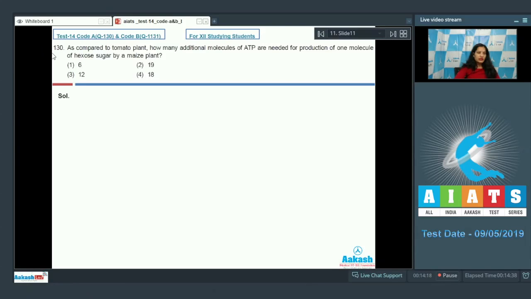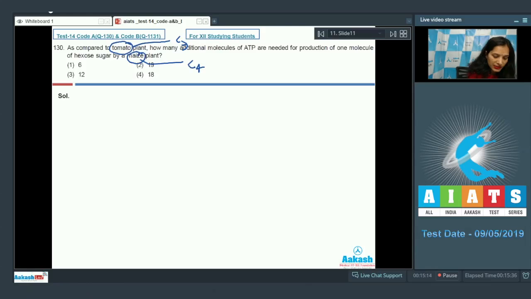Question number 130. As compared to tomato plant, how many additional molecules of ATP are needed for production of 1 molecule of hexose sugar by a maize plant? First option 6, second 19, third 12, fourth 18. You should know that a tomato is a C3 plant and a maize, it's a C4 plant.